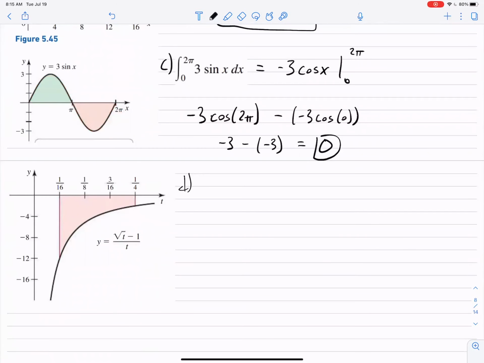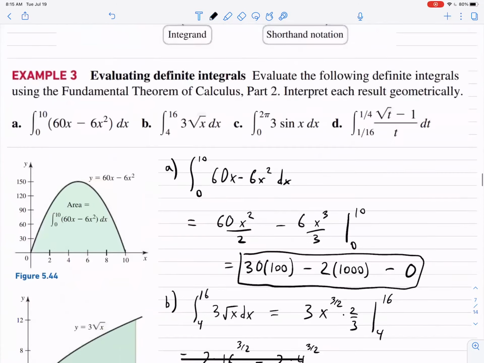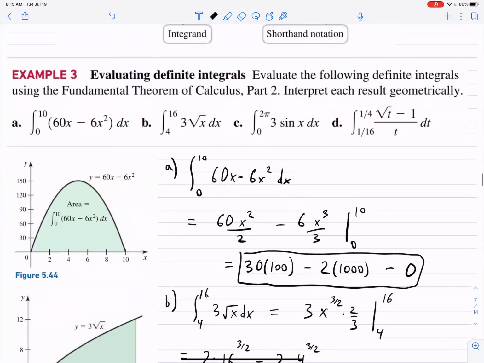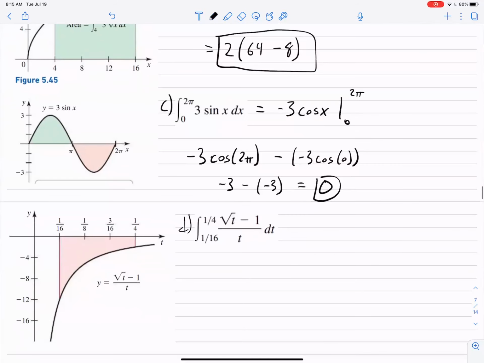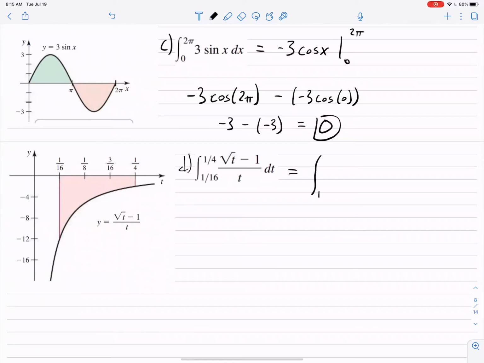And then finally, let's do this guy. This one's a little bit more complicated, but still using the fundamental theorem of calculus. And so this is way, way better than doing the limit definition to calculate these areas. The fundamental theorem of calculus really saves us so much work. The way we're going to do this is we're going to simplify this. This is going to be 1/16, 1/4.